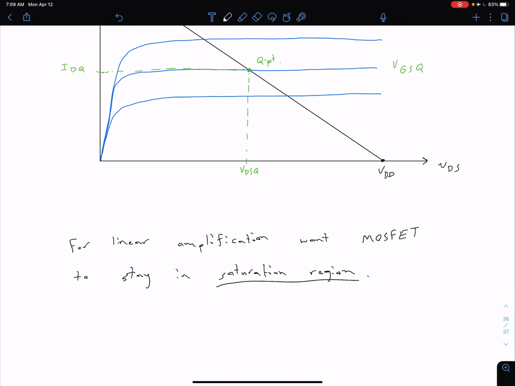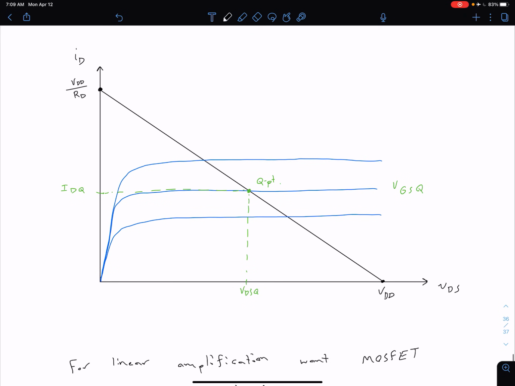Of course, if we move our Q point too far towards this end of the load line, we risk turning the device into cutoff as we see small signal swings in that Q point value. And if we move too far to this end of our load line, we're risking going into non-saturation, or our triode or ohmic region. So we want to stay out of those two other regions if we want to have linear amplification without clipping.